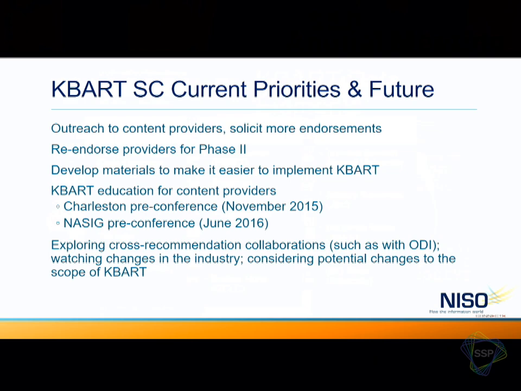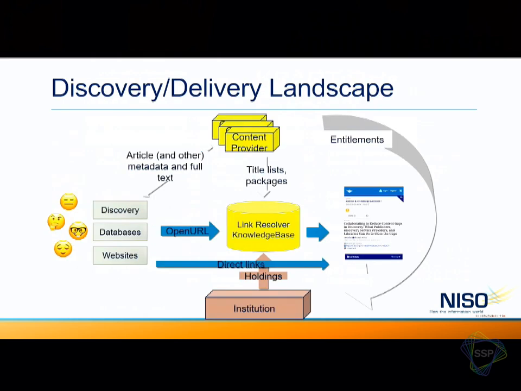So to move to the next project, the KBART automation one, I'm going to bring back this landscape slide again. And I mentioned earlier I was talking about users discovering things, content providers sending metadata to the discovery engines, and title lists to the knowledge base. Meanwhile, the library has to update the knowledge base with lists of their subscriptions, which they get typically, possibly via email, from the content provider.